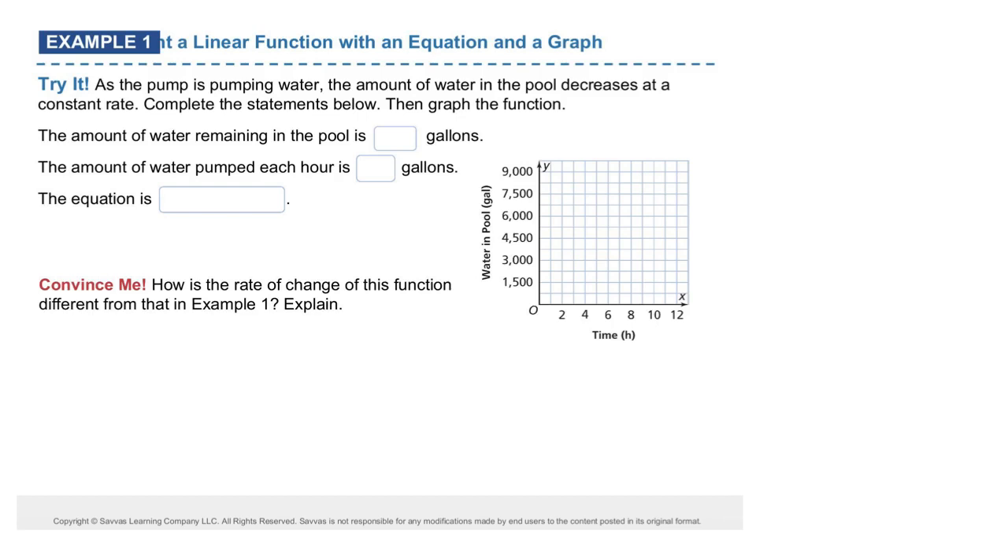Here is the try it at the bottom of page 172. It says, as the pump is pumping water, the amount of water in the pool decreases at a constant rate. Complete the statements below, then graph the function. The amount of water remaining in the pool is blank gallons. The amount of water pumped each hour is blank gallons. The equation is blank. All right, I want you to go ahead and pause me. Come back when you are ready to check your answers.